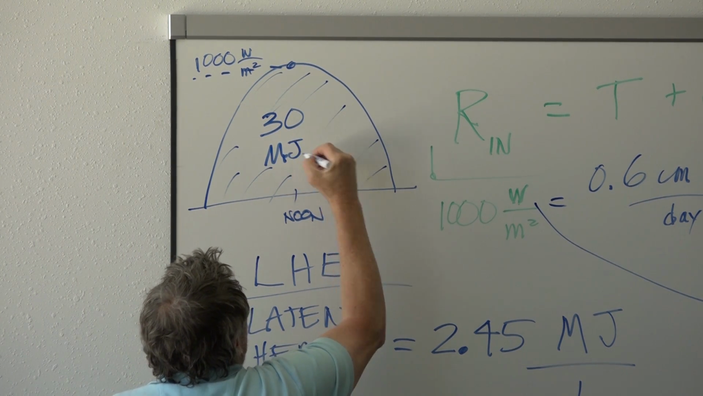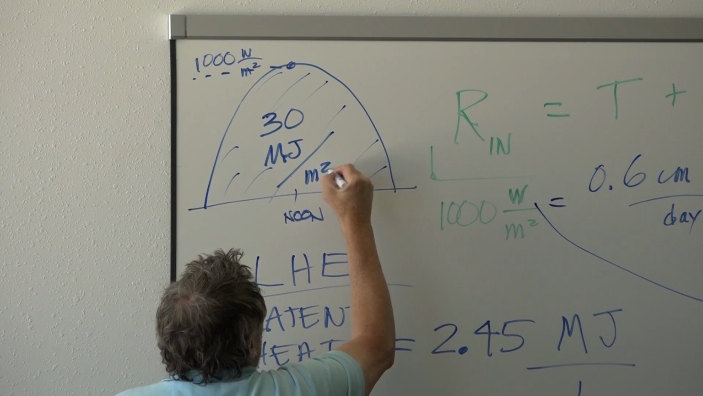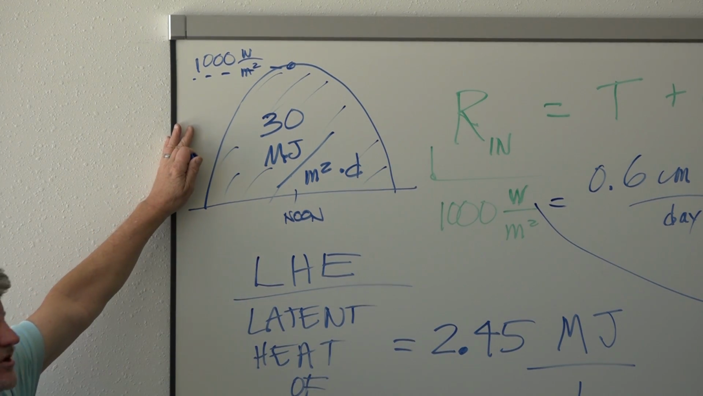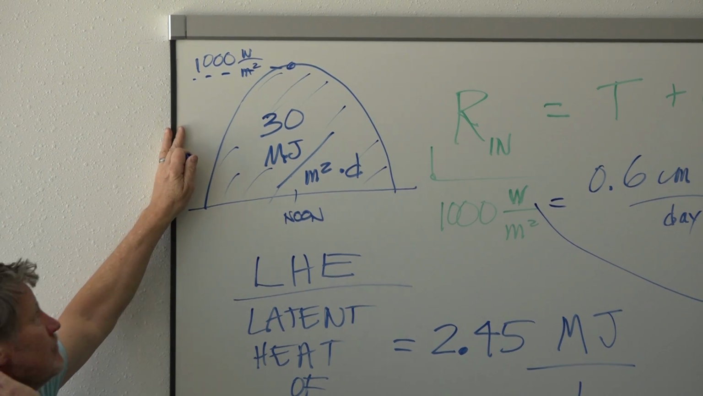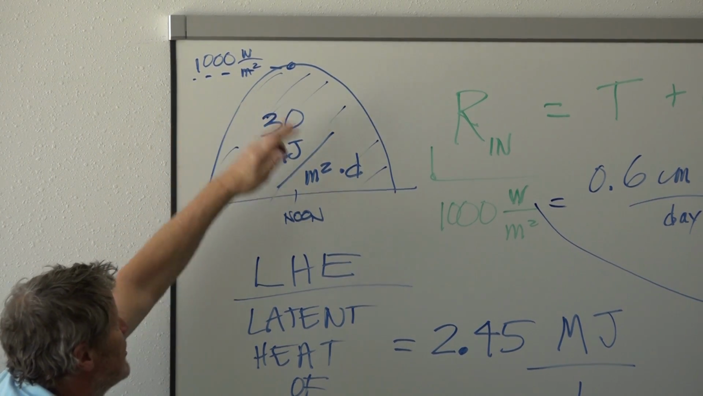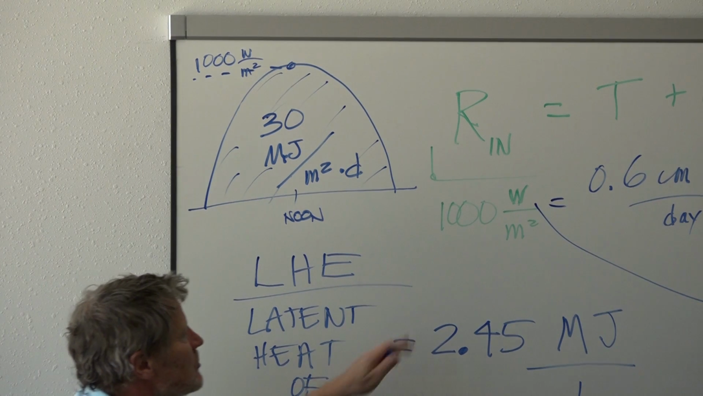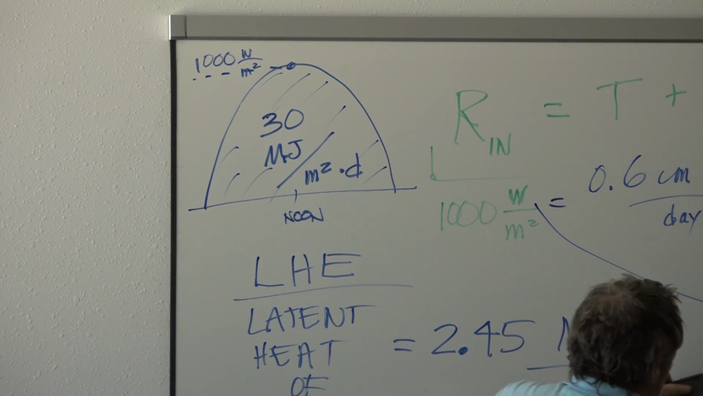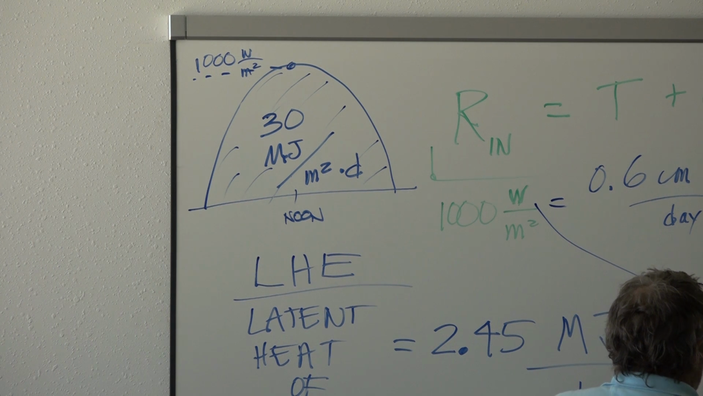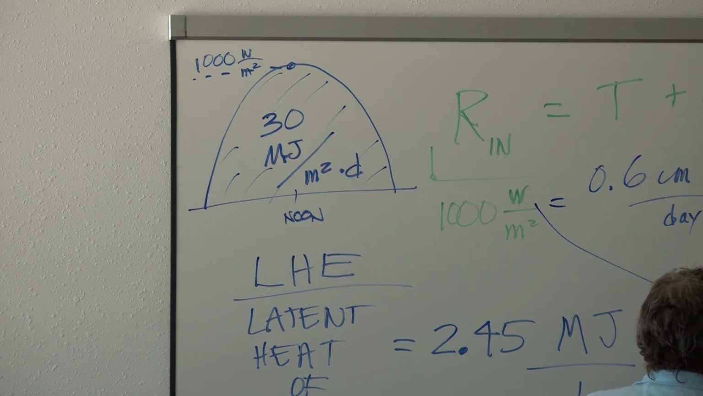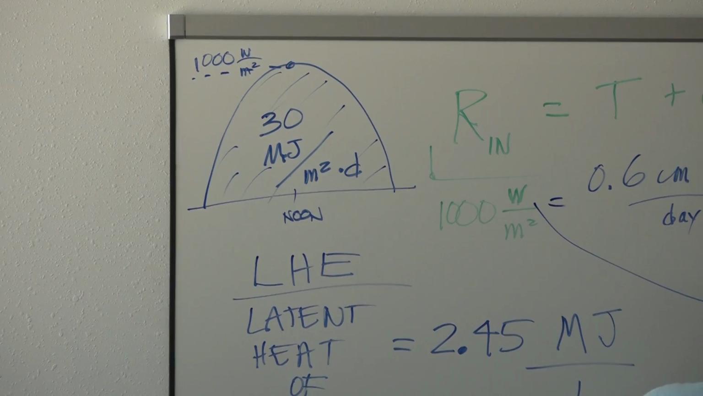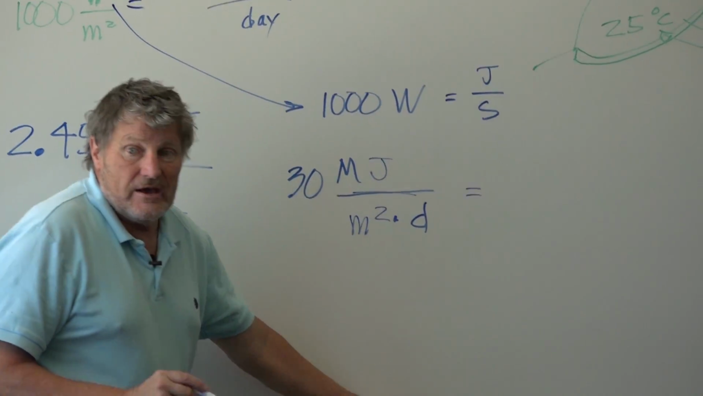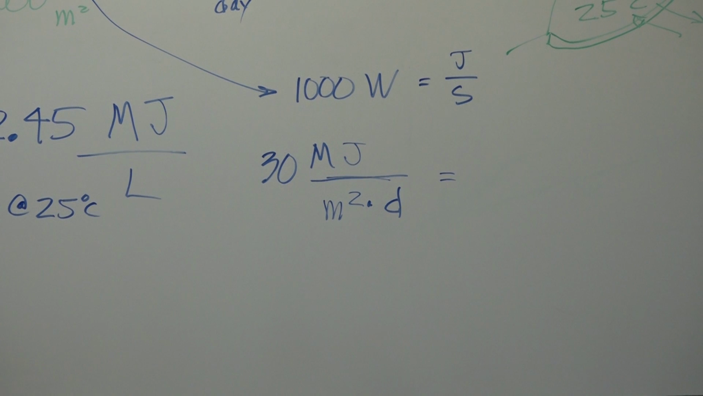megajoules per meter squared per day. These are a full sun summer day. 30 megajoules integrated under the curve. So for comparison, over here I'm going to change my units. Instead of 1,000 joules, 30 megajoules per day. Now we at least have the time the same on both axes.